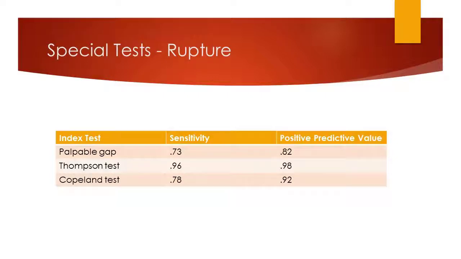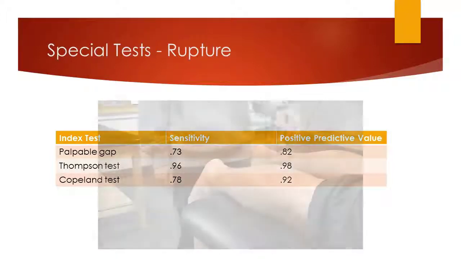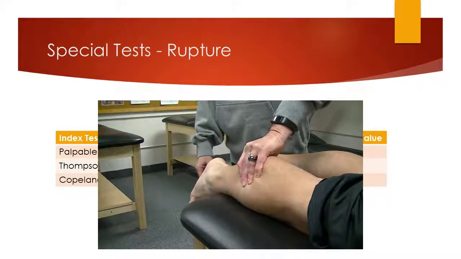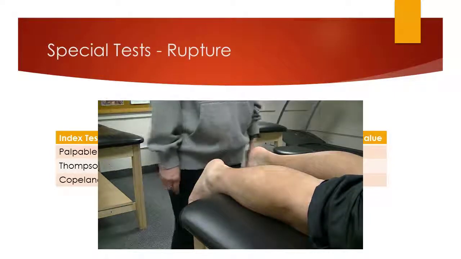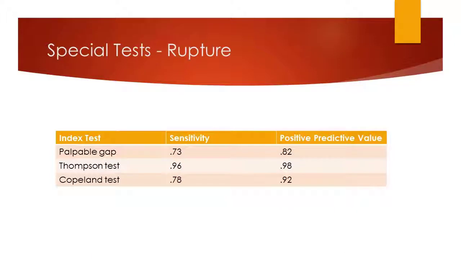There are 3 special tests that are looked at for sensitivity and specificity. And as you can see here, the Thompson test is going to be your best bet and actually a pretty easy test to perform. The Thompson test consists of simply squeezing the calf and watching for the foot to plantar flex.